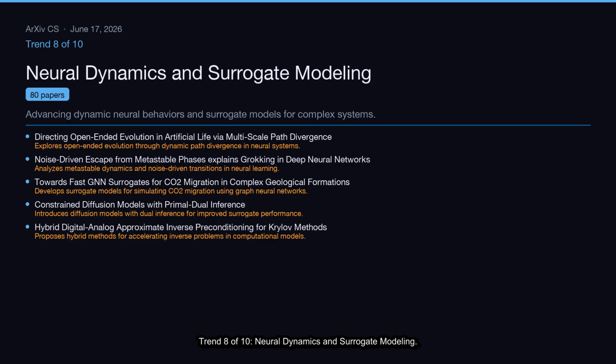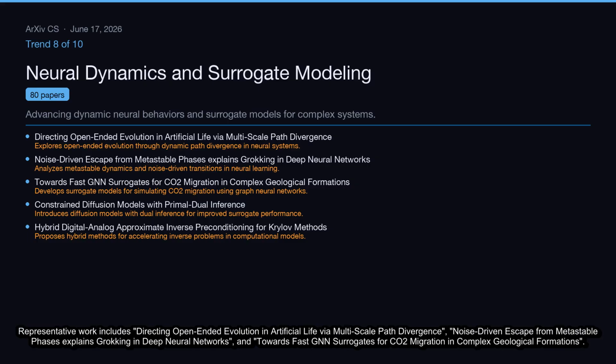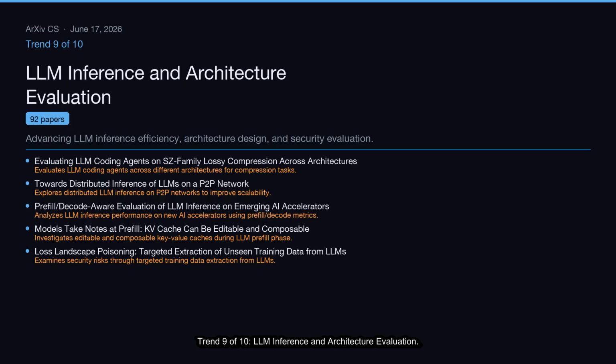Trend 8 of 10, neural dynamics and surrogate modeling. Advancing dynamic neural behaviors and surrogate models for complex systems. This cluster covers 80 papers. Representative work includes directing open-ended evolution in artificial life via multi-scale path divergence, noise-driven escape from metastable phases explains grokking in deep neural networks, and towards fast GNN surrogates for CO2 migration in complex geological formations.